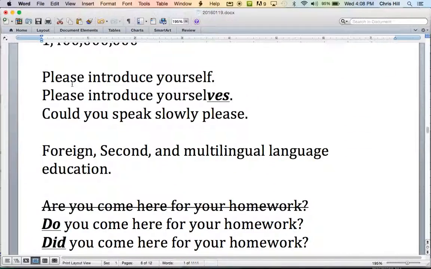Finally, we also said please introduce yourself for one person, or please introduce yourselves. Please introduce yourself. Please introduce yourselves. This is the plural for more than one person. And another good thing to know how to say, could you speak slowly, please? This is very useful.